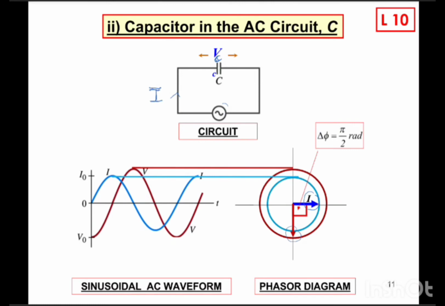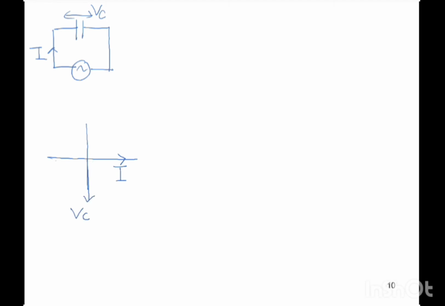Okay, so after this we look at how the current leads the voltage. The capacitor, AC waveform, and I and VC. In the phasor diagram for the capacitor, this is I, and the V is here, VC. So the current leads the voltage by pi over 2 radian.